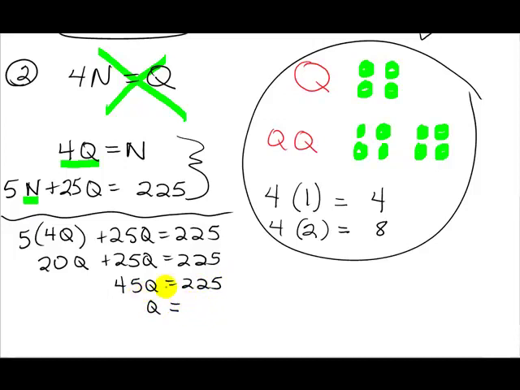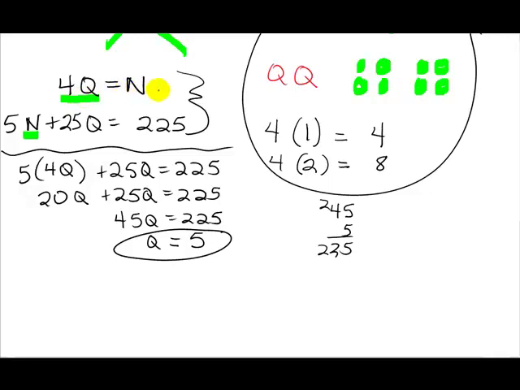And then let's see, 45 will go into 225, I think 5 times. Let's double check that. 45 times 5. Yes. Okay, so I've got 5 quarters. Then I need to find out how many nickels I have. And so we'll use that.